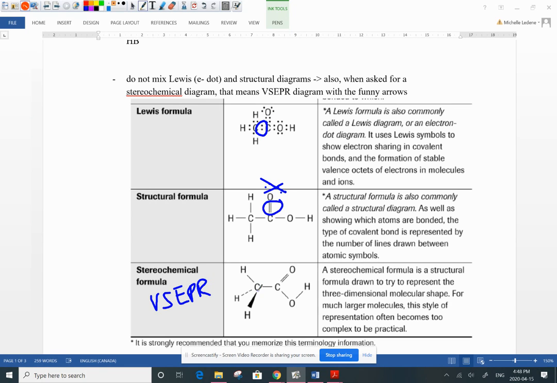So that means that you have to use those funny bond arrows, meaning this one sticks out at you, this one goes into the paper behind you, right? Make sure you're doing that and don't combine the two of them. Don't add dots to structural formulas and lines to Lewis. That is not correct.